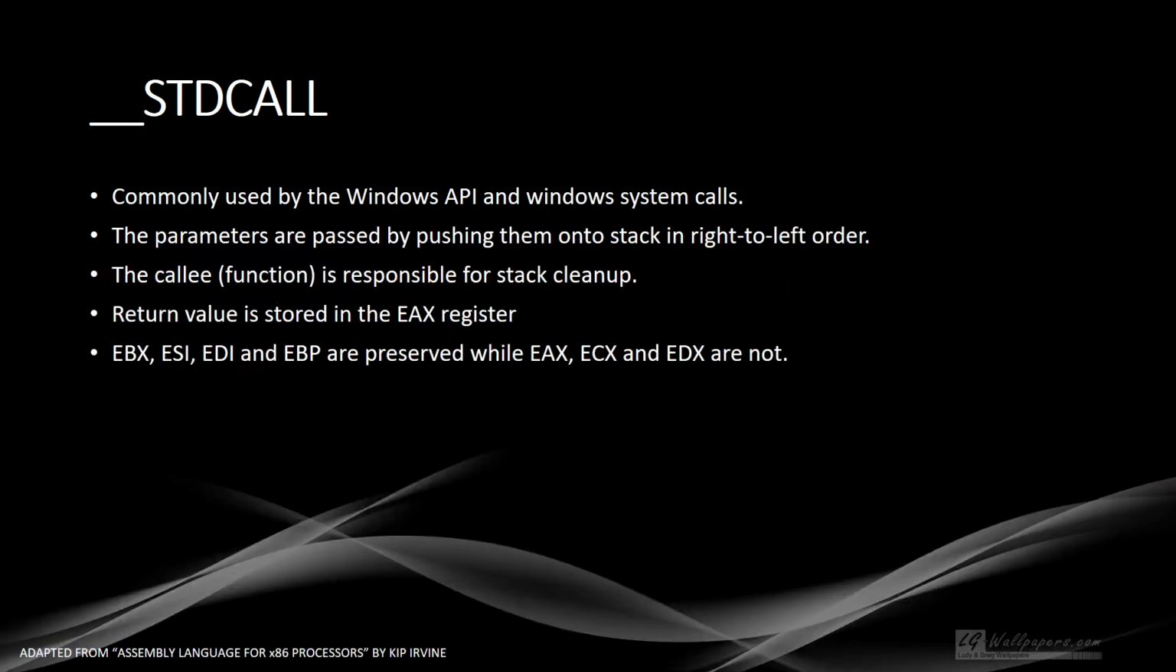So suppose you have a function, let's say add, and it takes two parameters. The first one is a, the second one is b. And when I say right to left order, that means that if we are passing those parameters in assembly, we will pass them in a reverse order. So we will first pass the b parameter, then we will pass the a parameter.